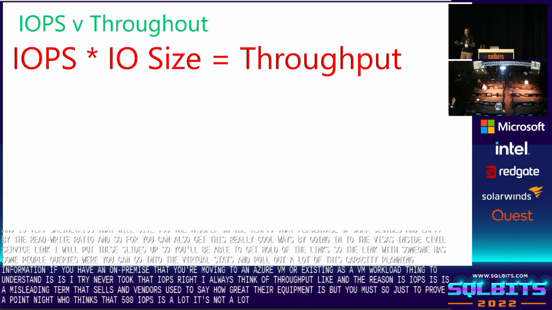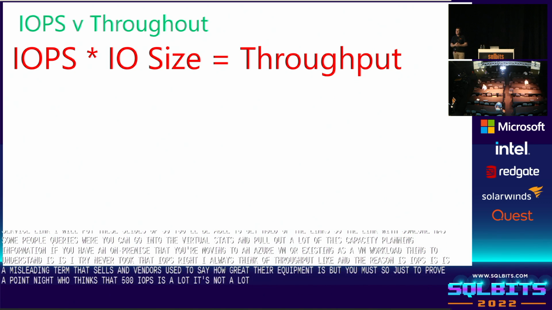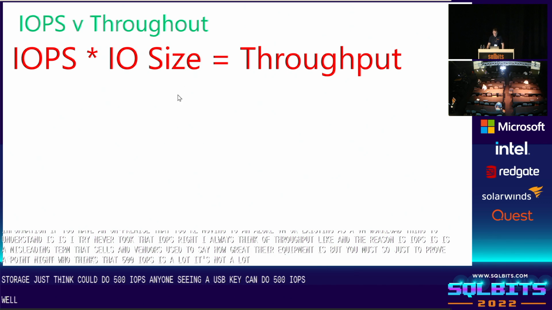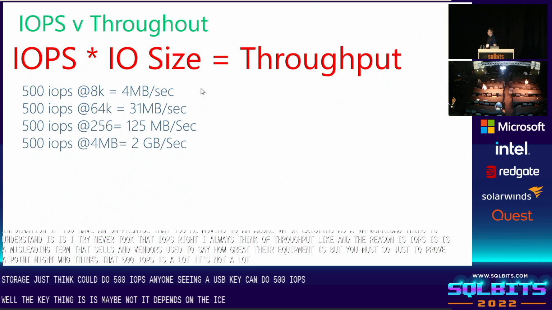500 IOPS. Yeah, it doesn't sound like... What sort of storage do you think could do 500 IOPS? Anyone think a USB key can do 500 IOPS? Yeah, I'd hope so, right? Well, the key thing is, maybe not. It depends on the I/O size, right?